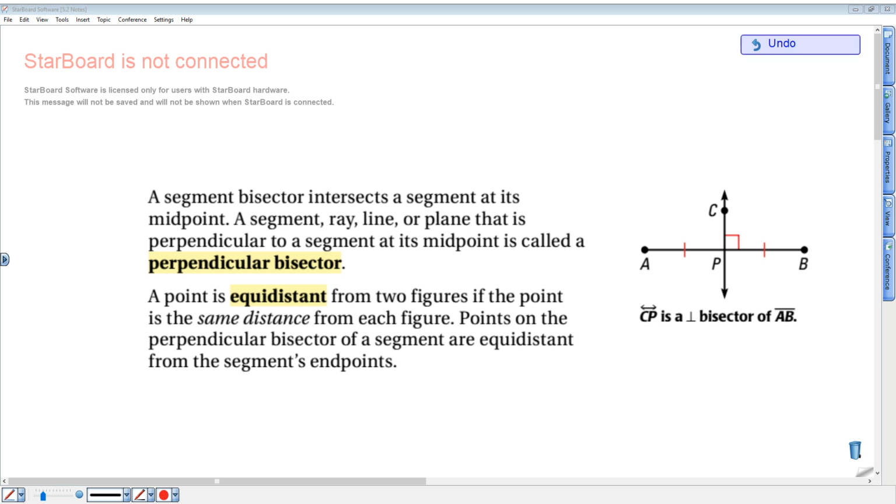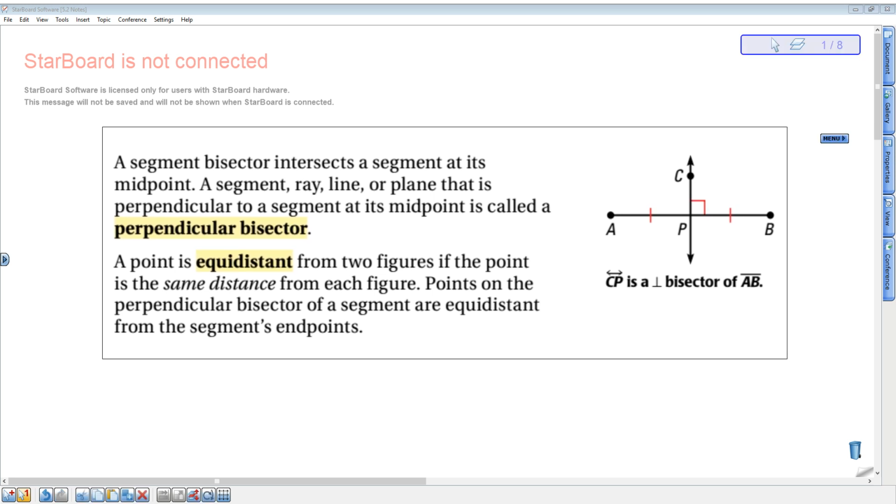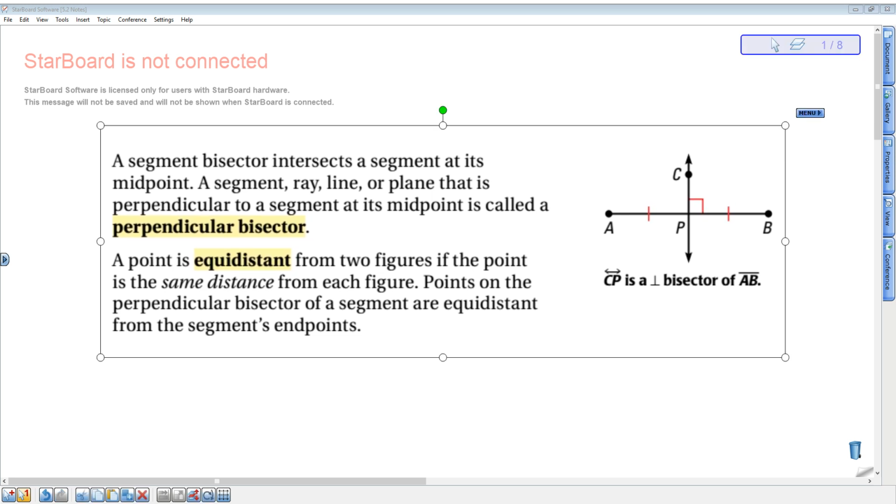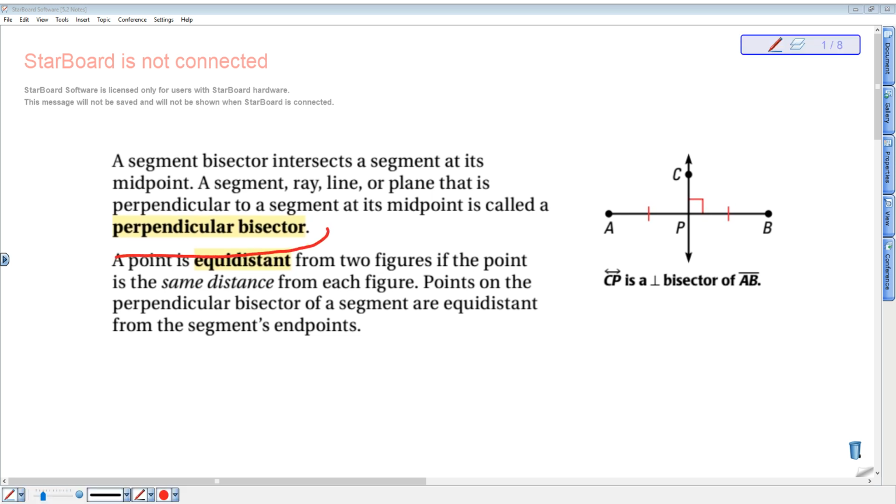And we always start out with the definitions. Now, this is something you remember from previous chapters that we said many, many times. We're calling it a perpendicular bisector. A perpendicular bisector has two words in there. The word perpendicular means these two lines are going to be at a 90-degree angle, and that's why it's called perpendicular.